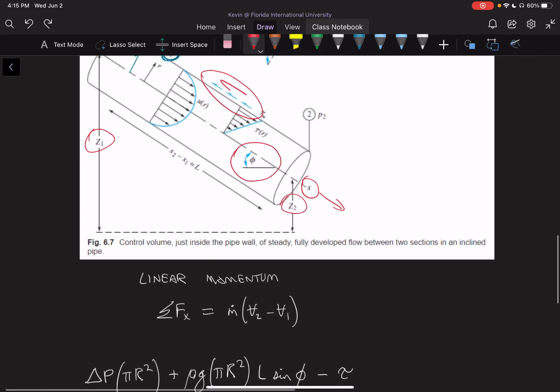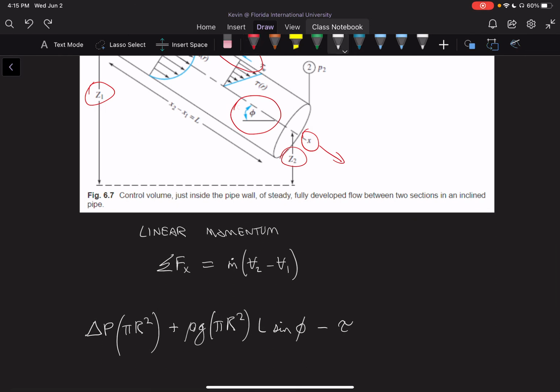That's our tau w, our tau for the wall, multiplied by 2 pi r, which is the circumference of the wall, times the length. So that's essentially the area on which the shear stress is acting. And we have that this is equal to m dot times v2 minus v1. And we also have that this is actually equal to 0.